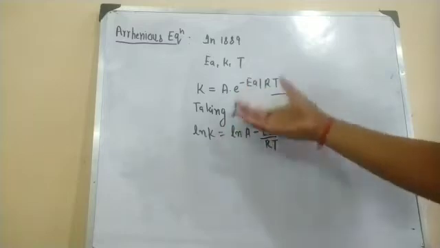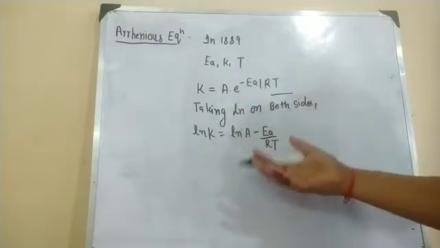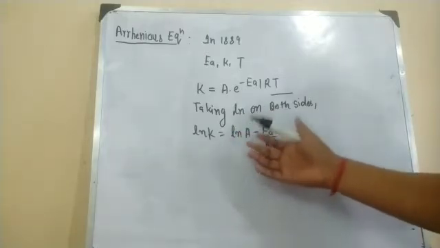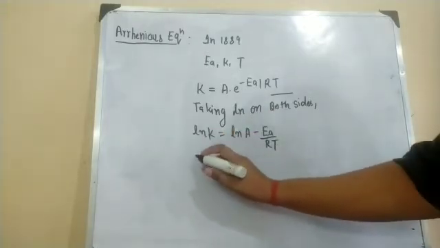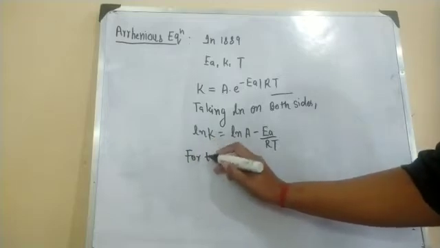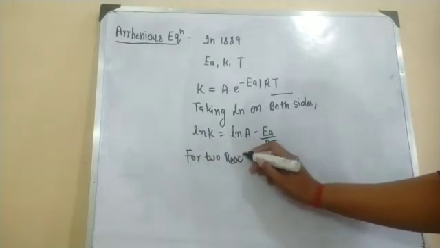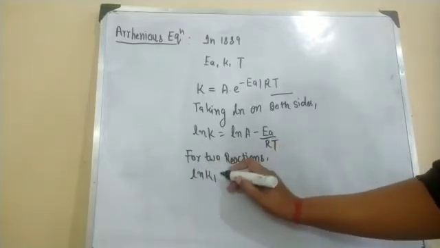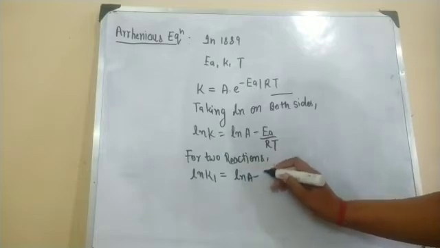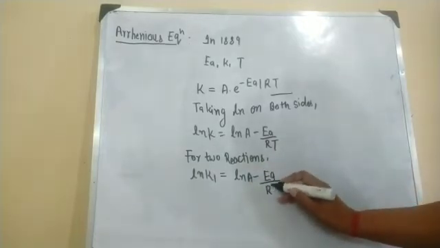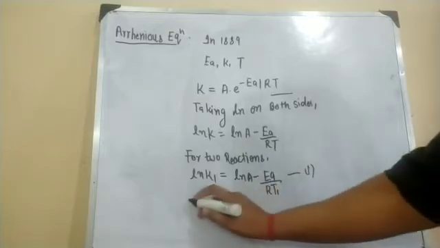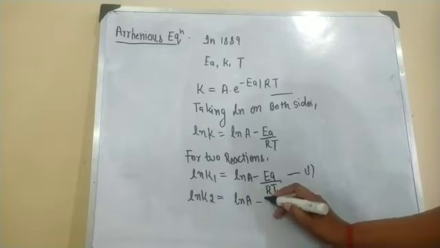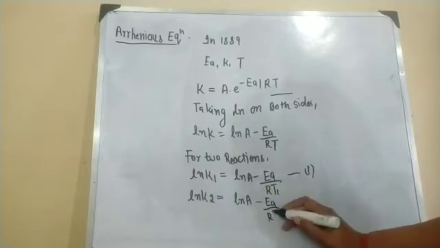If you want this equation for two different temperatures, for two different reactions having two different rate constants K1 and K2, you can write that form also. Now I am telling you that form. So for two reactions, first I will write for temperature T1. This will become ln K1 is equal to ln A minus EA by RT1. This is for temperature T1. And then for temperature T2, it will become ln K2 is equal to ln A minus EA by RT2.